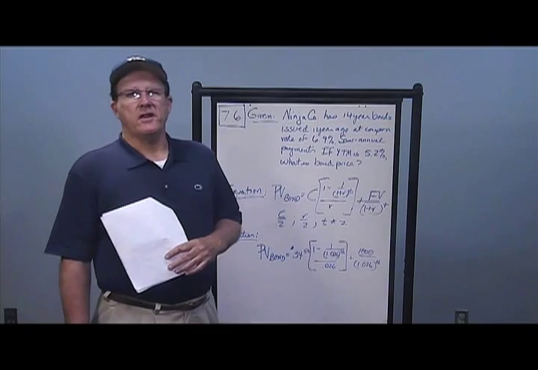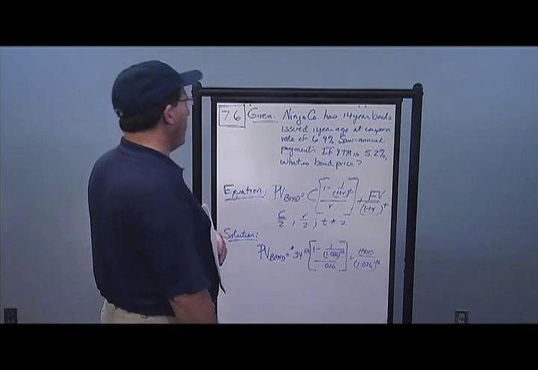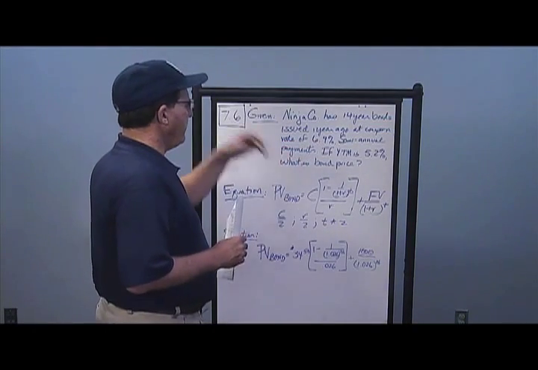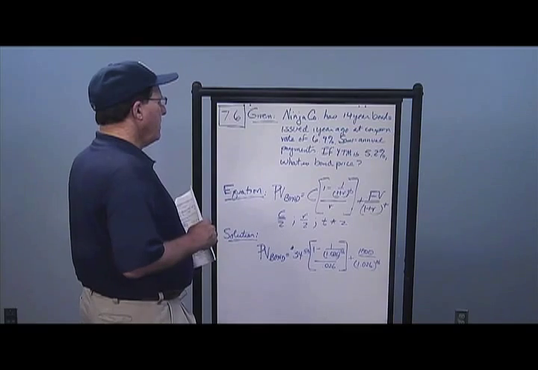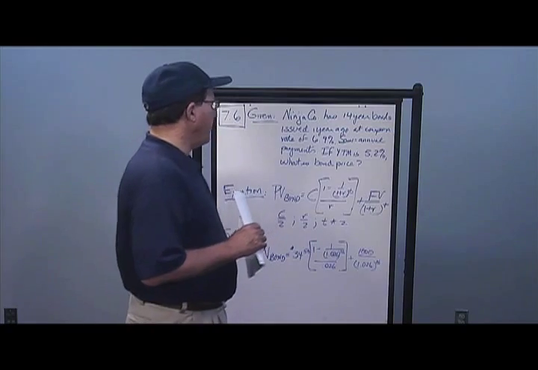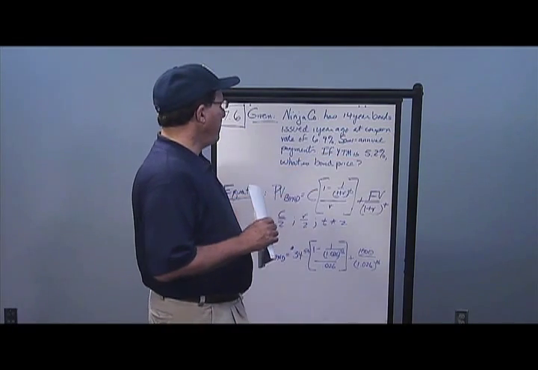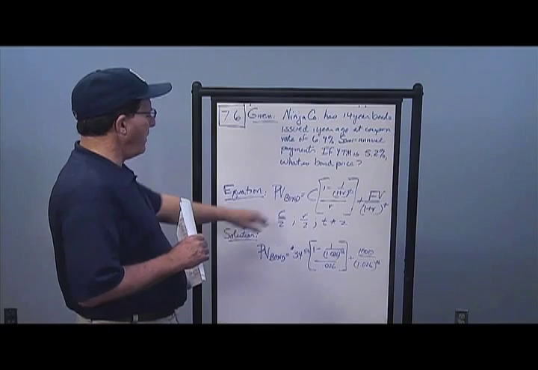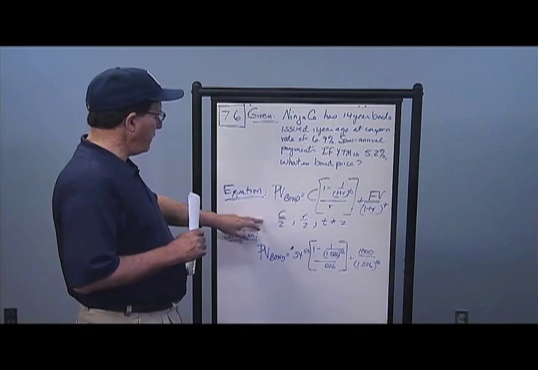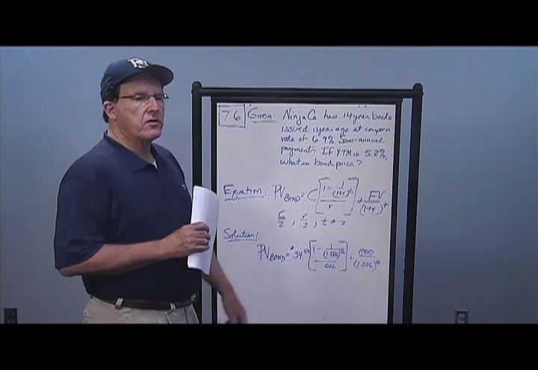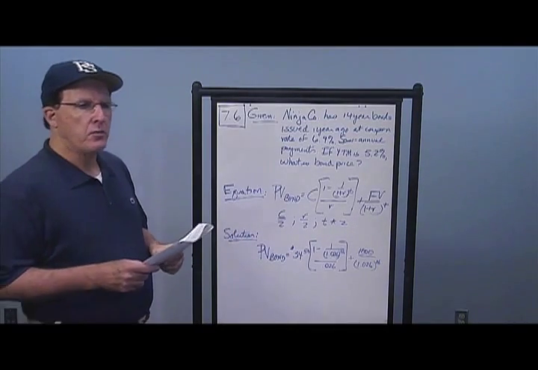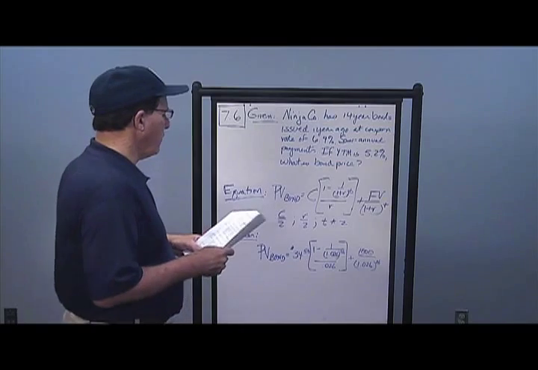In problem number 6, Ninja Company has 14-year bonds issued 1 year ago, meaning they have 13 years left to go at a coupon rate of 6.9%. Semi-annual payments, so we must do C by 2, R by 2, and T times 2 in this one. The YTM is 5.2%. What is their bond price? The price of the bond is present value of the coupons plus present value of the face. And again, I must do coupon by 2, yield to maturity by 2, and T times 2, because I'll actually be going in and collecting my coupon twice a year at half of the coupon amount.